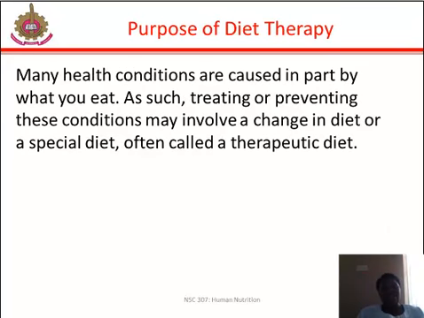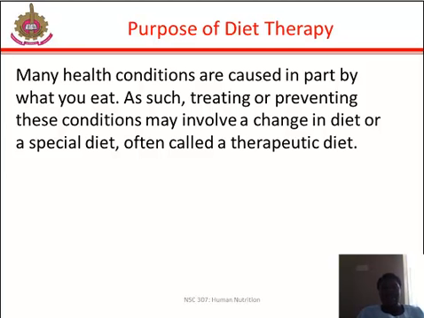Looking at the purposes of diet therapy, many health conditions are caused in part by what you eat. As such, treating or preventing these conditions may involve a change in diet or a special diet, often called a therapeutic diet. With a therapeutic diet, you add or limit certain foods to improve a specific health condition. Some of these conditions that can benefit from a therapeutic diet include cardiovascular diseases such as coronary artery diseases, hypertension, heart attacks, and stroke. Diabetics can also benefit, as well as people with gastrointestinal diseases such as Crohn's disease, ulcerative colitis, and celiac disease. People with food allergies can also benefit from therapeutic diets.